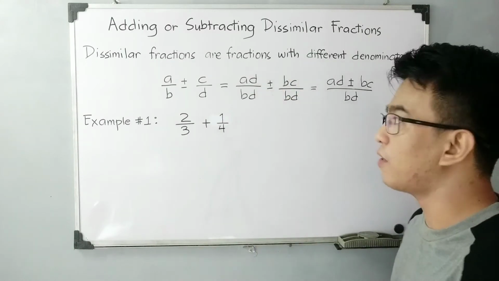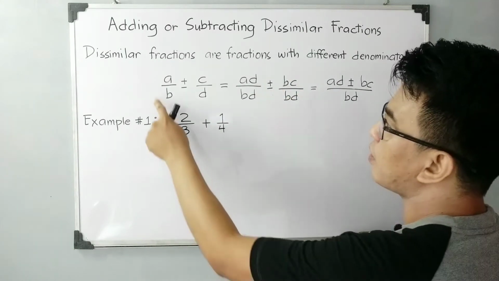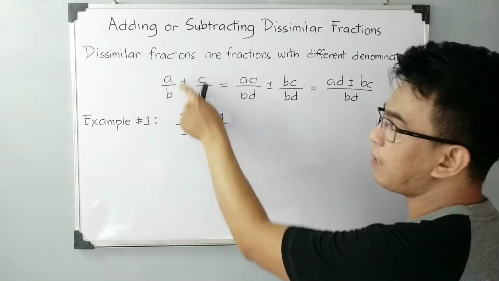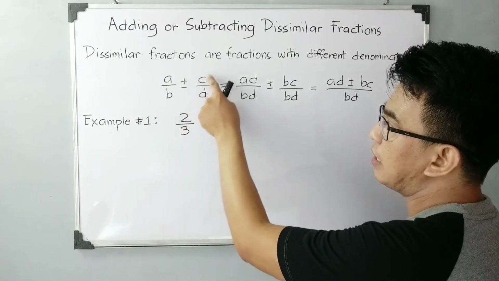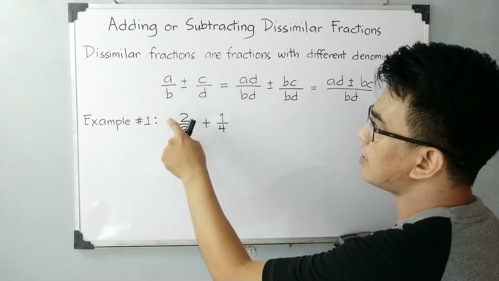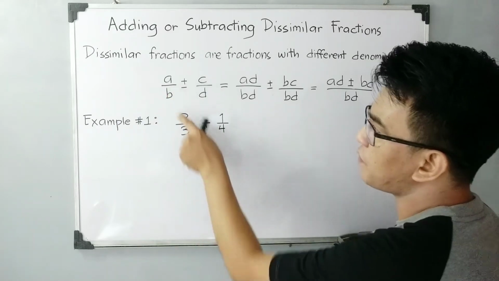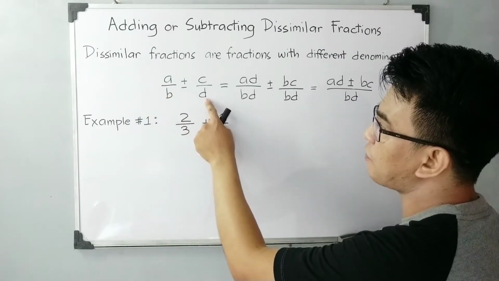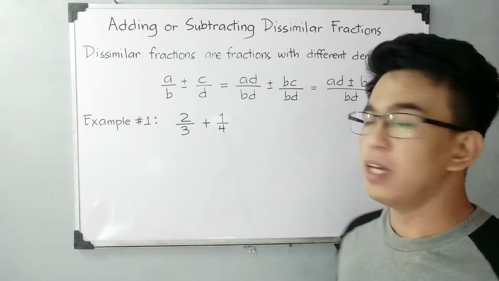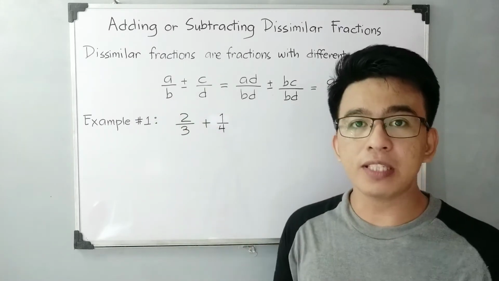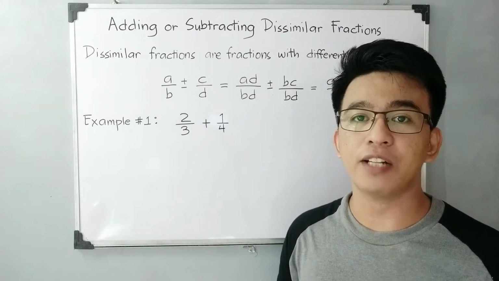Pinag-isa ko na lang yung kanilang illustration. We have here the first fraction, which is A over B and C over D. As you can see, the denominator of the first fraction is B, while the other fraction is letter D. Therefore, these two fractions fall under dissimilar fractions.